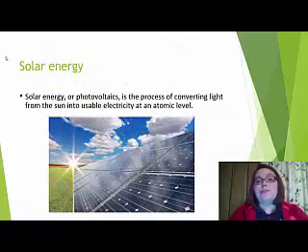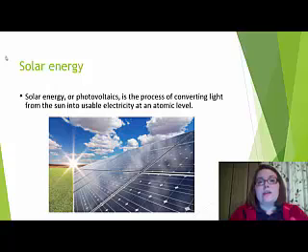Solar energy, also sometimes called photovoltaics, is the process of converting light from the sun into usable electricity at an atomic level.